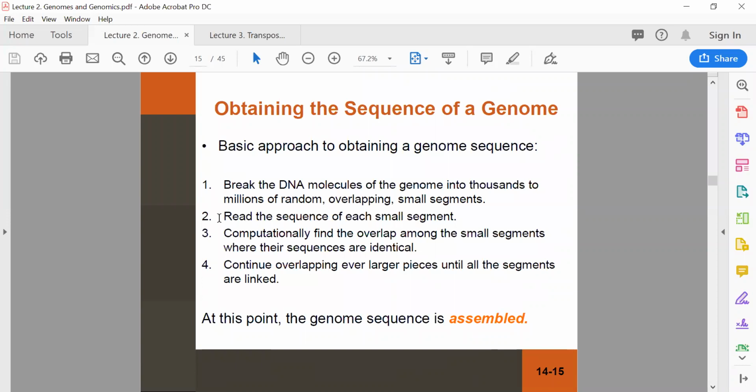Then you need to be able to read the sequence of nucleotides of each of those small segments. Then using computer software, find the overlap between those small segments where the sequences are identical. Then continue overlapping pieces of DNA sequence until all those little segments are linked together. At this point, the genome sequence is said to be assembled.